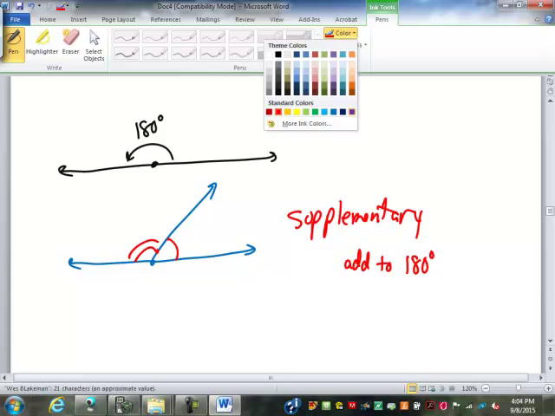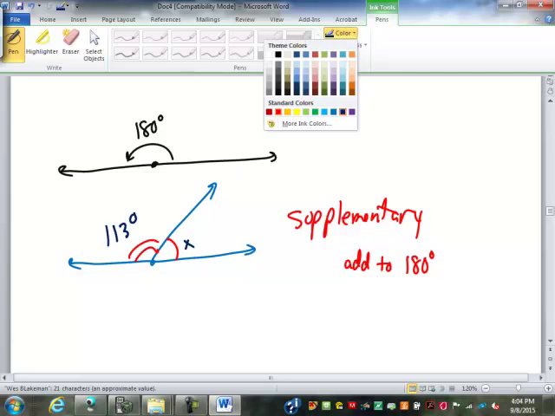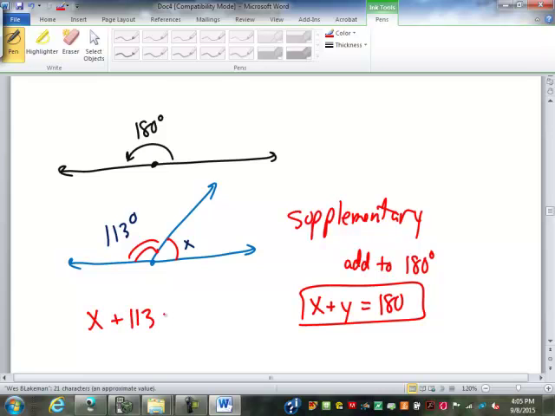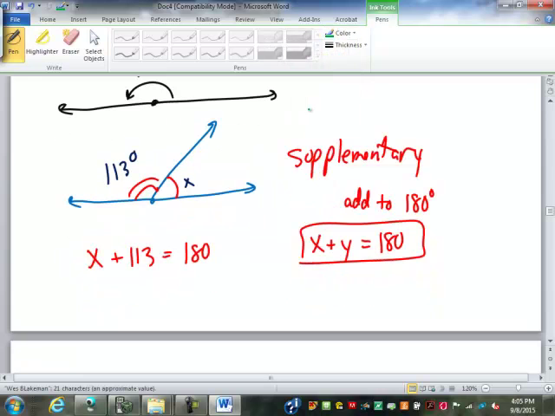So if I happen to know that one of them is 113 degrees, how do I find the other one? Subtract it from 180. Now technically, since we're doing algebra, looking at x plus y is 180 degrees is the definition of supplementary angles. This is going to be x plus 113 equals 180. Now you're absolutely correct. We could just subtract the 113 from 180, which is what we're going to do to solve the equation, and get that x equals 67 degrees.